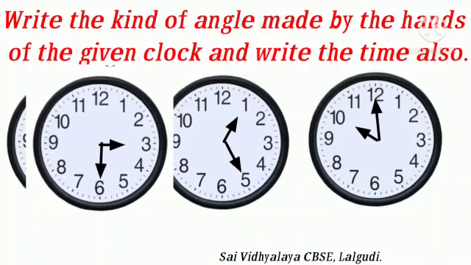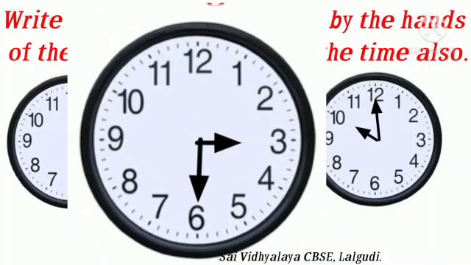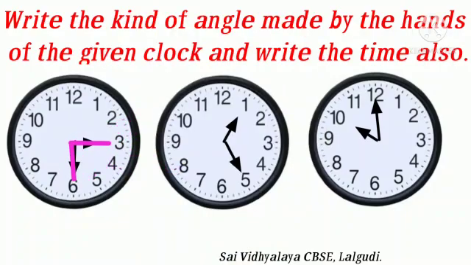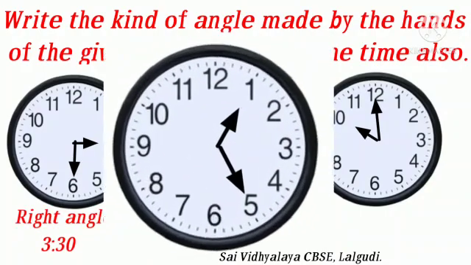Look at the first clock. What kind of angle is made by the hands? Here we can see L-shaped angle. It means it is a right angle. Yes, right angle. Now write the time. Here shorthand shows number 3 and longhand shows number 6. It means the time is 3:30. Yes, 3:30.